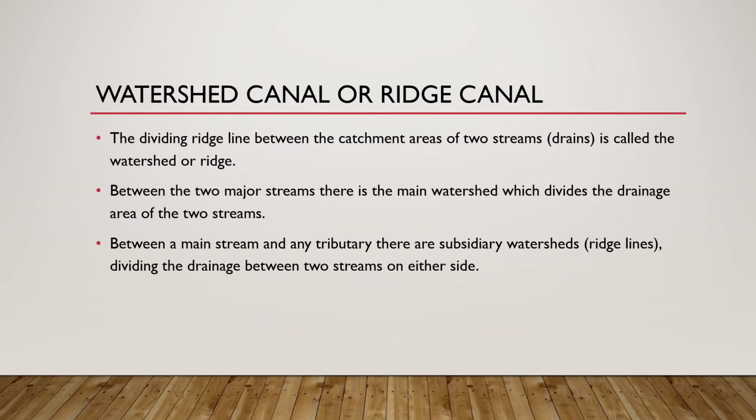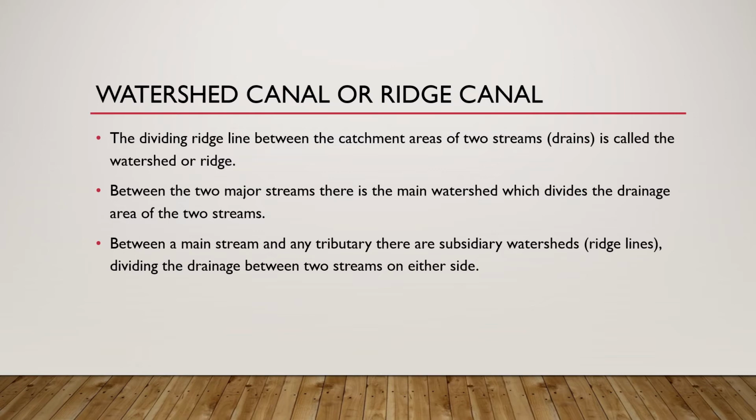Then between a main stream and any tributary there are subsidiary watersheds. This line means that if there is a main stream, there are different watersheds present nearby it. The stream will flow across a continuous area, and there will be no end for it. It flows continuously, and nearby it there will be more natural watersheds or artificial watersheds.